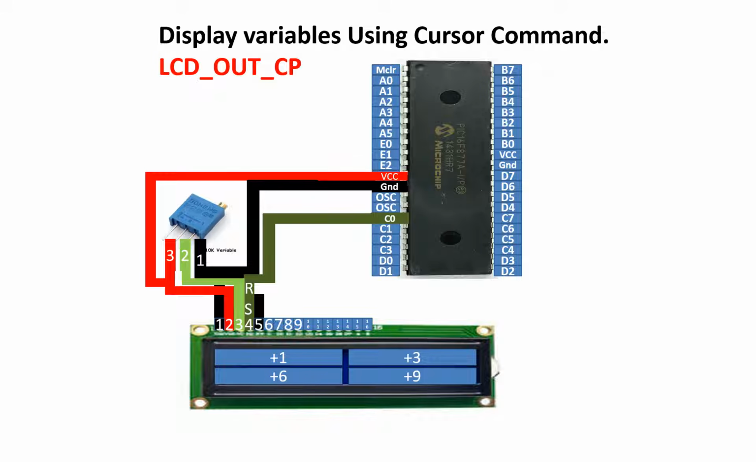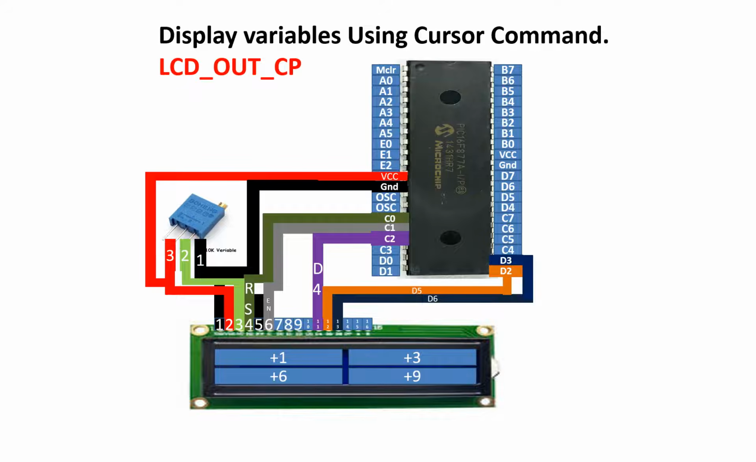For pin number 4, that's the RS pin, I am going to use pin number 15 of the PIC, that is C0 or port C pin 0. For pin number 6, that is the enable pin of the LCD, I am going to use C1. For pin number 11 of the LCD, that is data pin 4, I am going to use C2. For pin number 12, that is data pin 5, I am going to use pin number 21 of the PIC16F877A, that is D2. And for data pin 6, that is pin number 13 of your LCD, I am going to use pin D3 of the PIC.